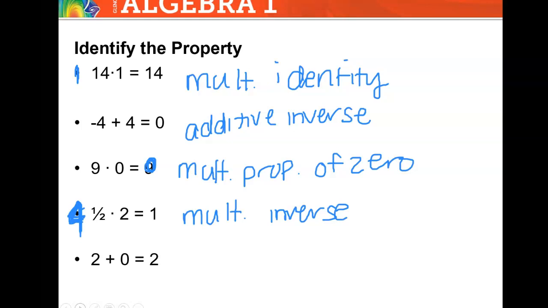At least I can do math this time. 2 plus 0 equals 2. 2 plus 0 equals 2. Anybody have a guess? We're adding. Perfect.